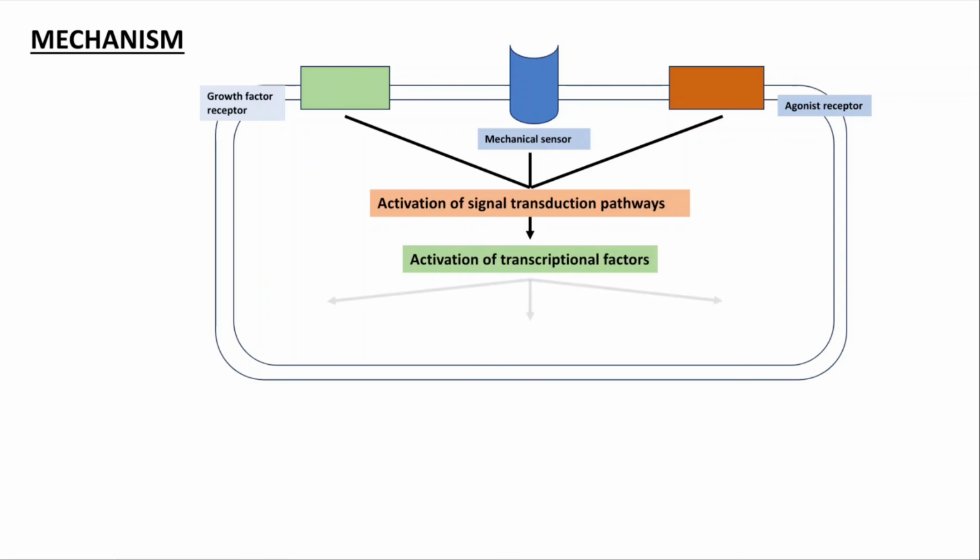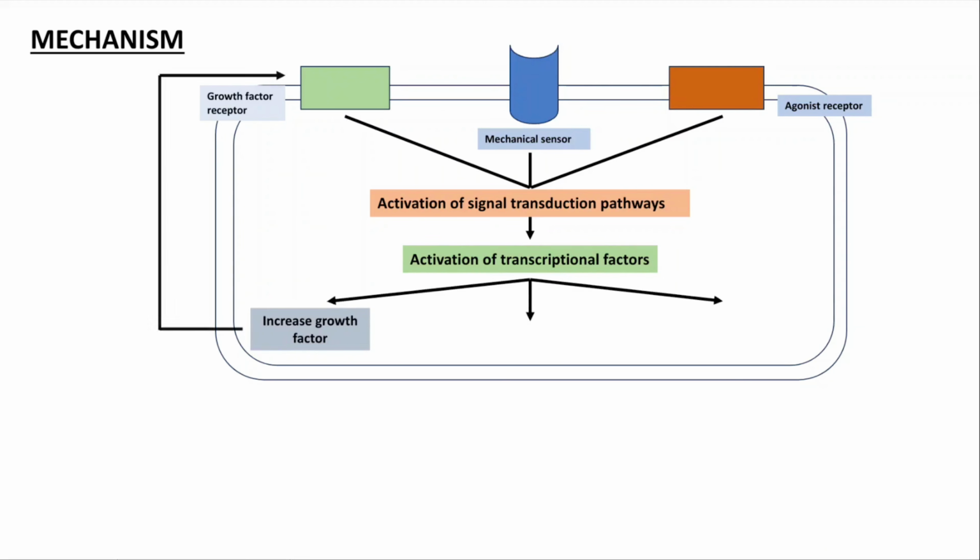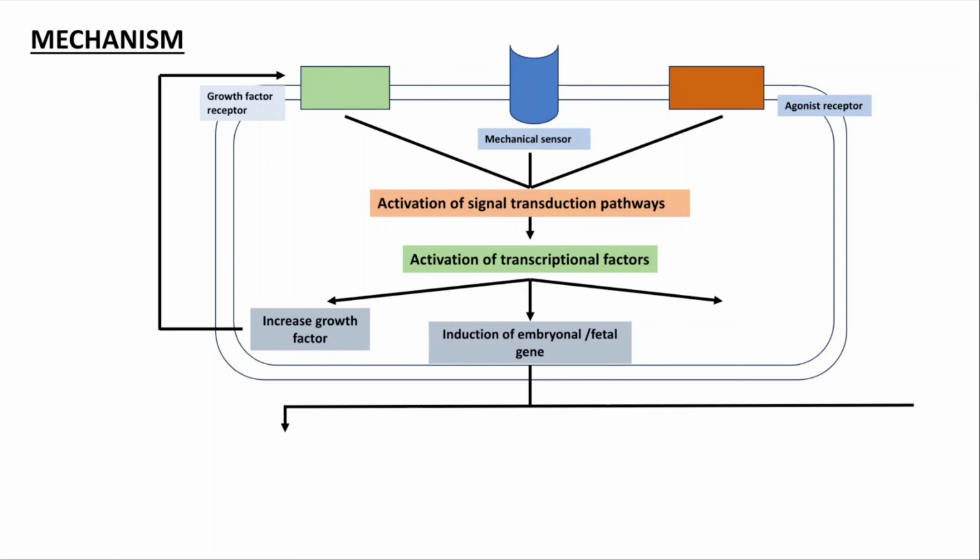Because of the activation of transcriptional factors, there are three things which happen within the cell. Firstly, they cause increase in growth factor, which act on the growth factor receptors and cause continuous activation. Secondly, they cause induction of embryonal or fetal gene. This activation of embryonal or fetal gene causes increase in protein synthesis, which cause increased production of cell organelles, resulting in the increase in the size of the cell.